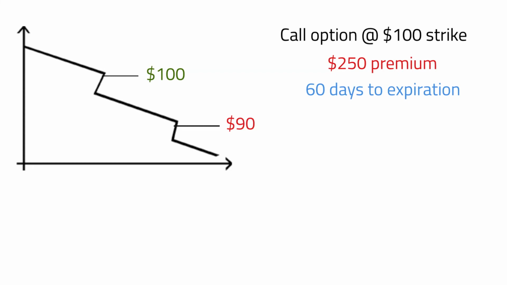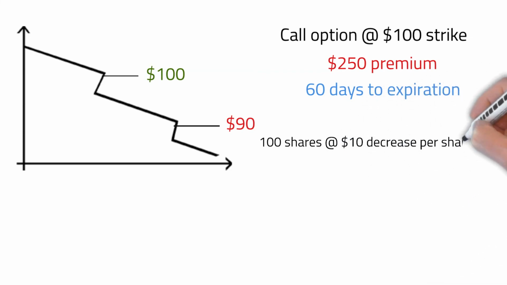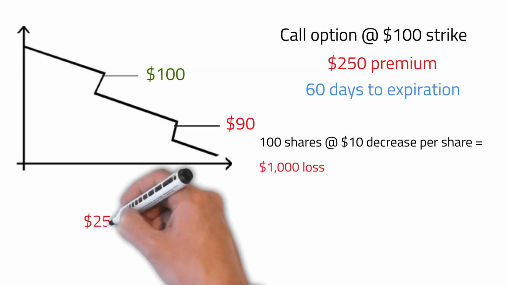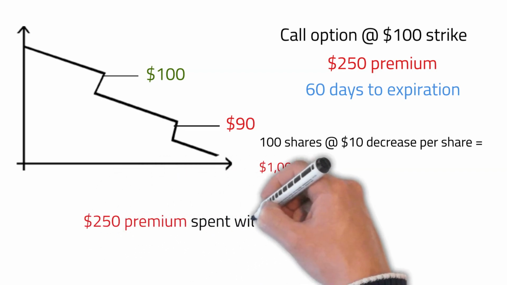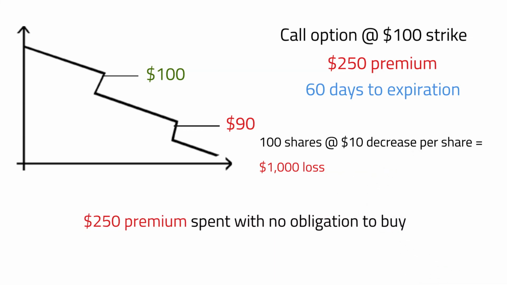If you would have bought the stock outright at $100 per share, after the drop, you would have lost $1,000 in value on your stock position. So even though you are paying a premium as the option buyer, all of the risk falls on the seller and the buyer does not have to exercise the option.